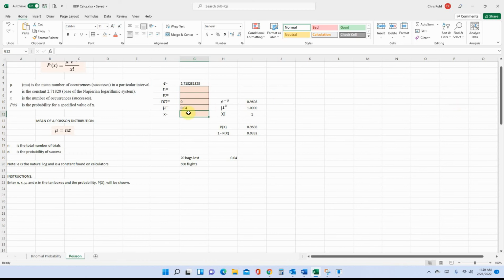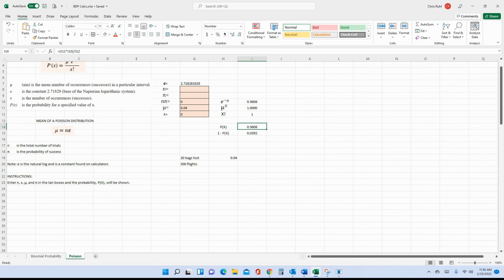Now, if they didn't lose a bag, X would be 0. And your book shows 0.9608 probability. Number of bags lost, there's a 96.1% chance that you're not going to lose a bag. Most of the time you won't lose a bag. All right?